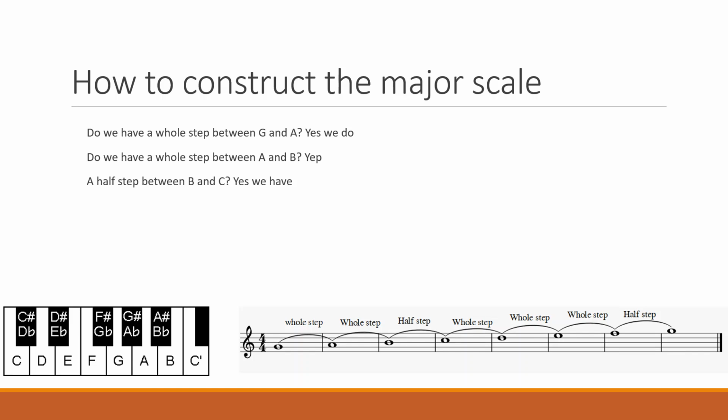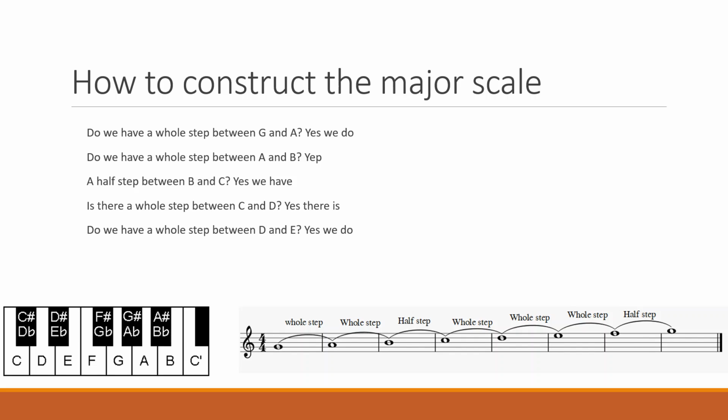We have a half step between B and C. Yes, because between B and C there is no note in between, at least not on the piano. We don't have a B sharp in the middle of B and C, so a half step from B already is C. Is there a whole step between C and D? Yes, because from C we go to C sharp to D, two steps. That's a whole step.